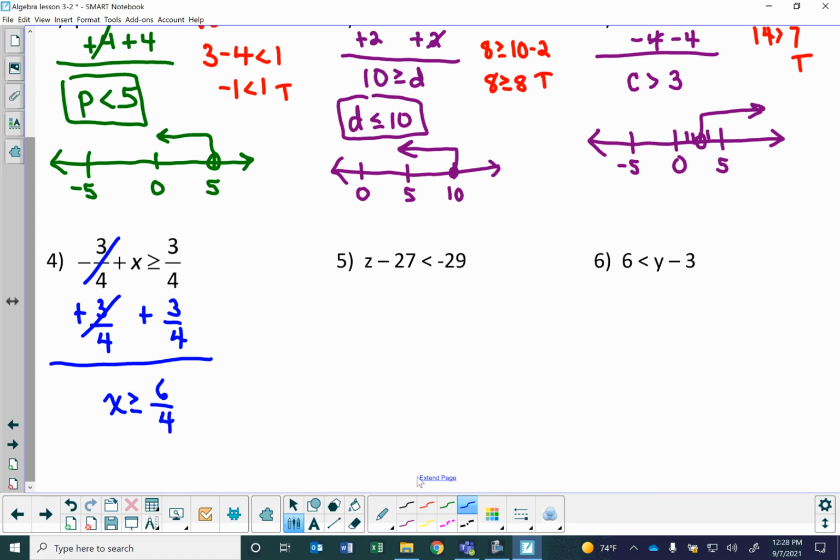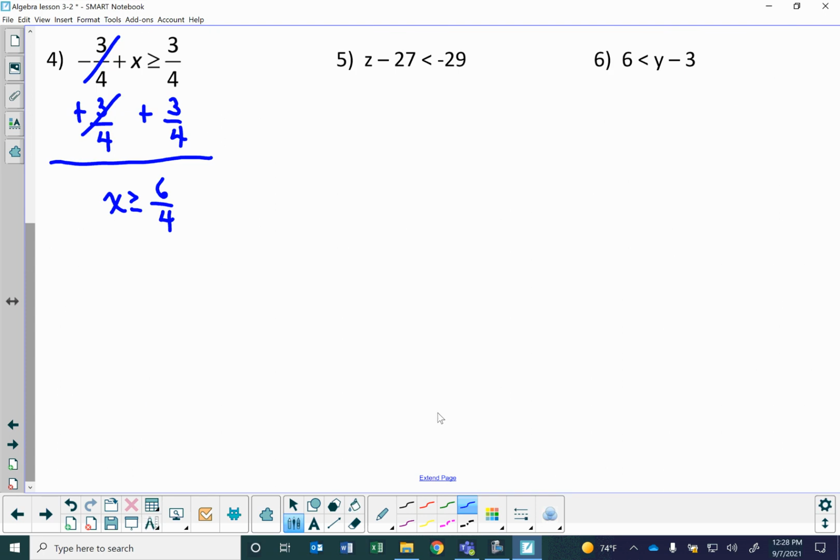So I'm going to give myself some more space down here. So I have x is greater than or equal to 3/2. Or you could put x is greater than or equal to 1.5. I do not care if you leave it as an improper fraction or a mixed number. Either one works. I'm going to graph this now.